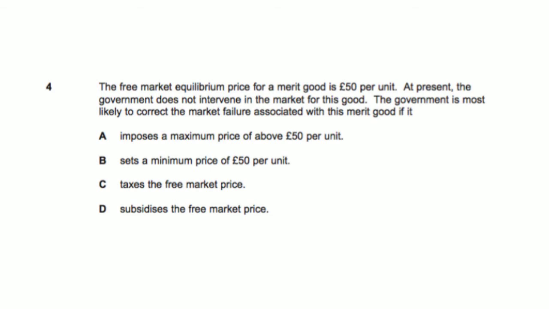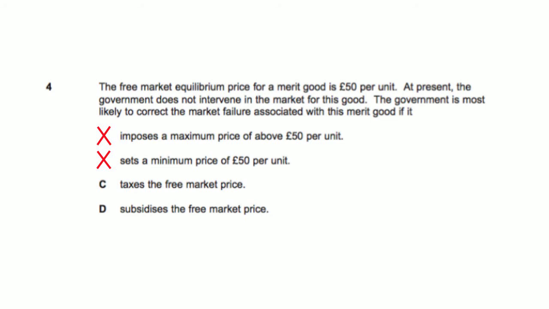And as the price hasn't changed, there will be no effect on the amount consumed. Thus, A is wrong. B is to set a minimum price of £50 per unit. And a minimum price means that the price must be £50 or above. The free market equilibrium price is £50 per unit. So if the government was to set a minimum price of £50 per unit, it would have no effect. And as the price doesn't change, the quantity consumed will not change. Therefore, B is also wrong.